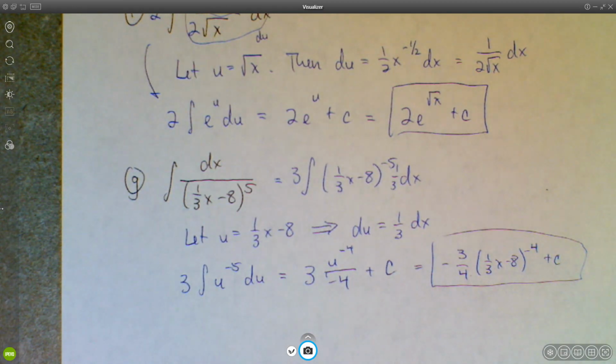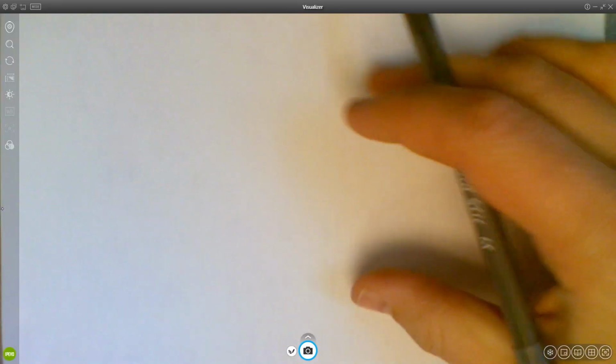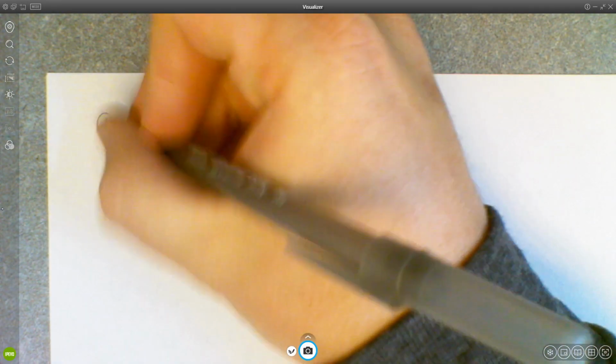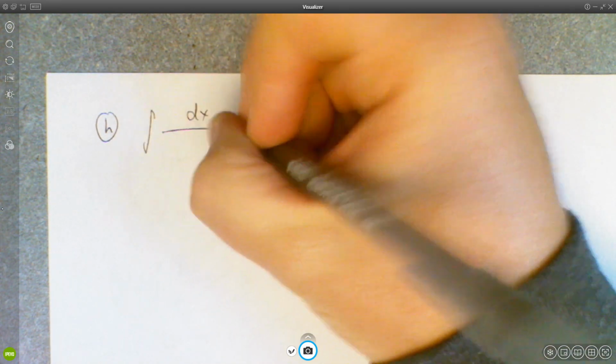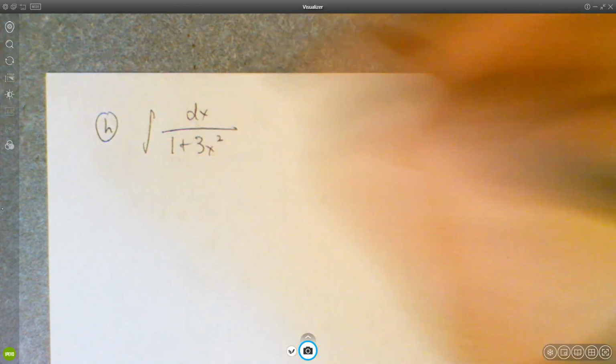Okay, let's look at another one. Ooh, okay. So let's do dx over 1 plus 3x squared.